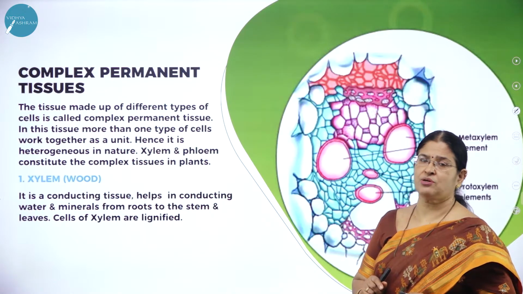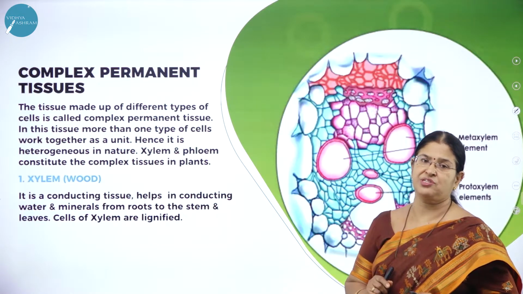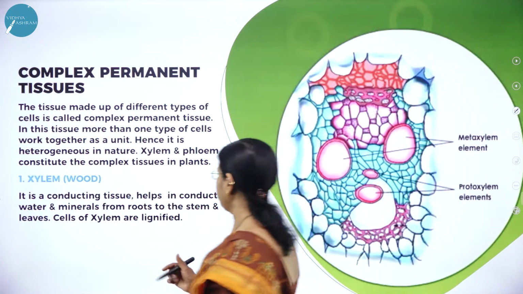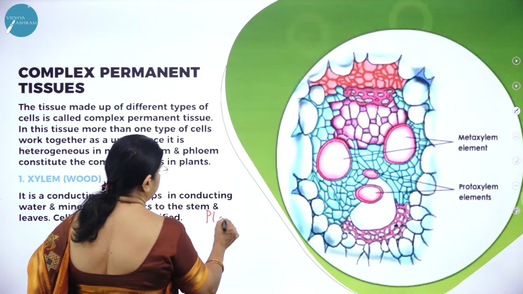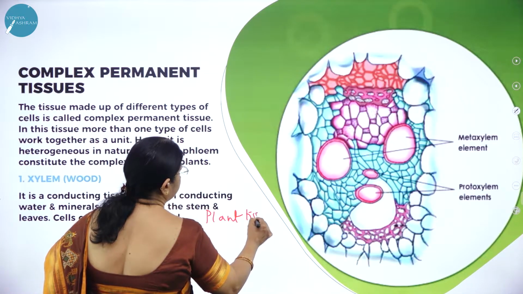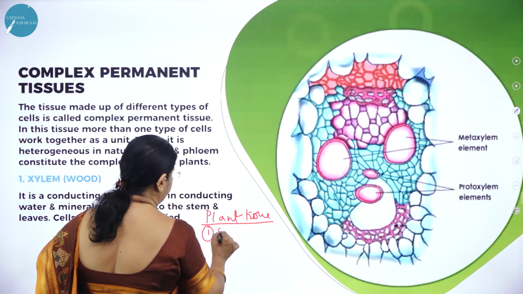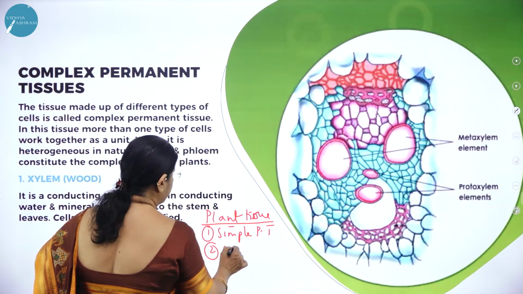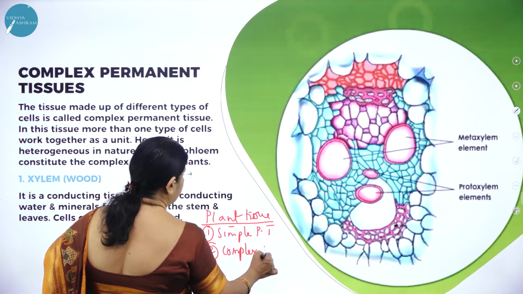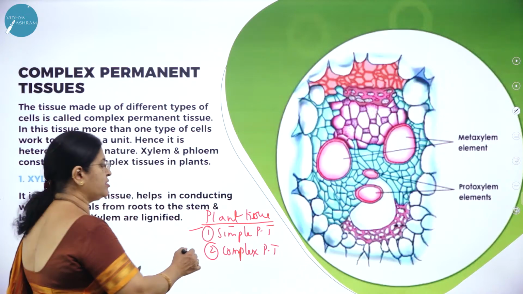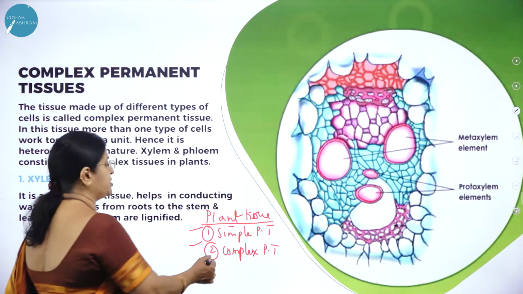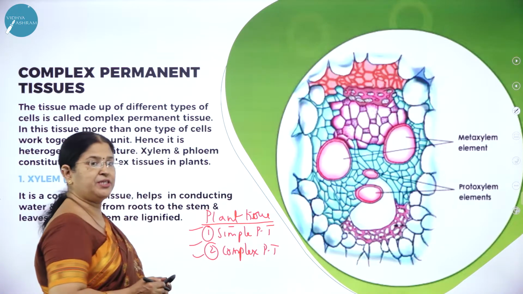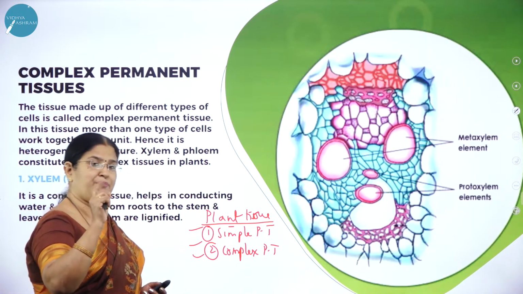Moving on to the next concept, that is the next classification of plant tissues, that is complex permanent tissue. Hope you remember that the plant tissues have been broadly classified into simple permanent tissues and complex permanent tissues. What is the reason? Why do we call them simple permanent tissues, and why do we call the second type complex permanent tissues? Simple permanent tissues are made up of only one type of cells.